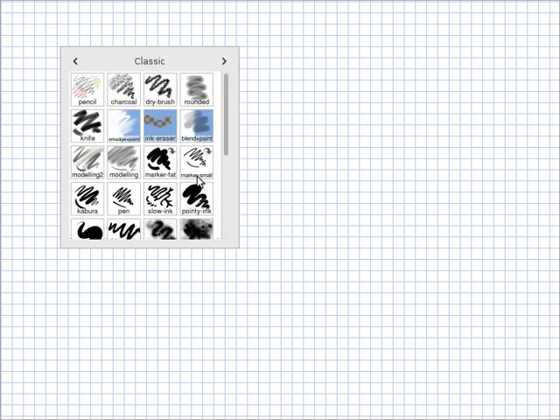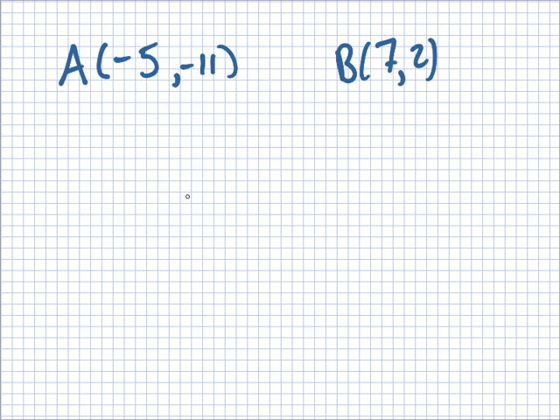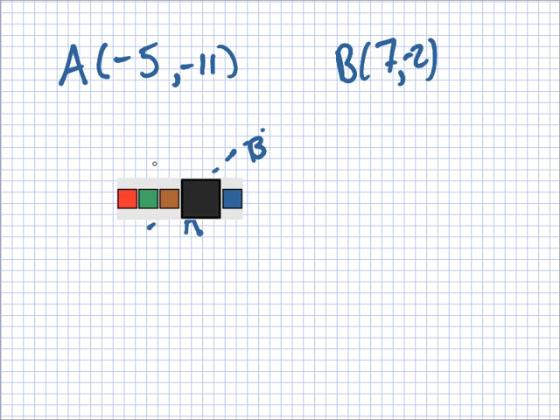Okay, so let's have a look at the first one here. How did this one go? You are given point A, which is (-5, -11), and you're given B, which is (7, -2). There's A, there's B. Find the equation of the line which is perpendicular to AB and passes through A. So that's this one here. It's perpendicular to them and passes through A.